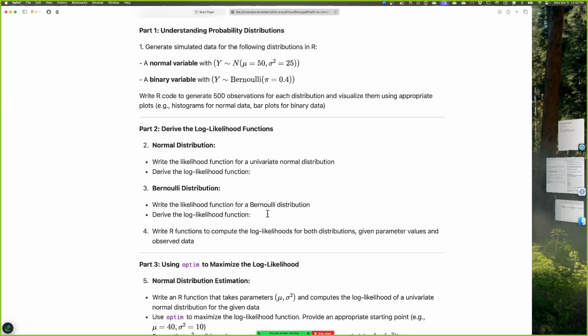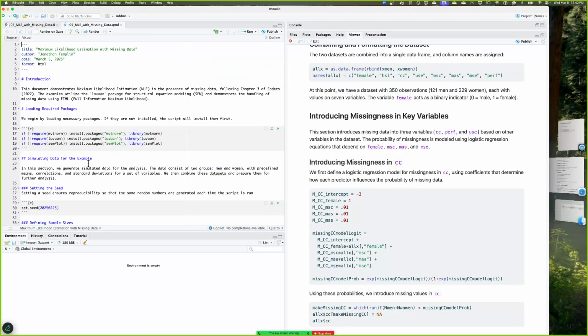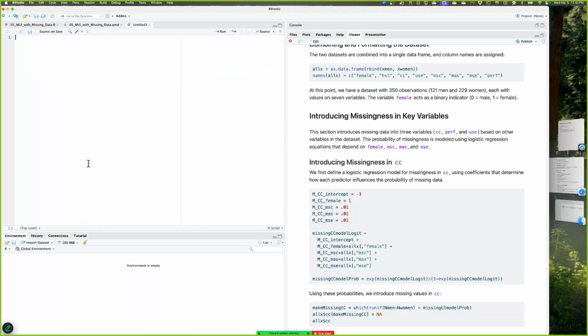I mean, come on, doesn't everybody love deriving maximum likelihood? Yes, Kendra, you have a question. Okay, let me give you an example. How's that sound? All right.